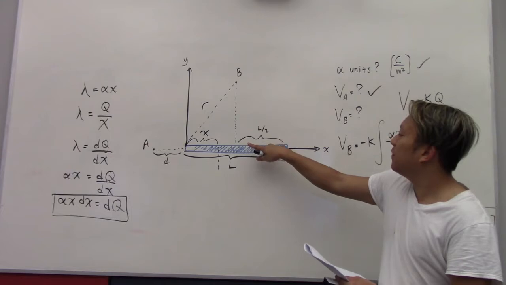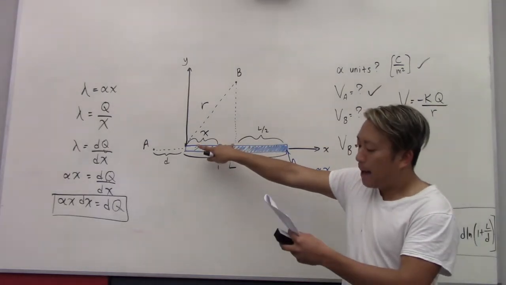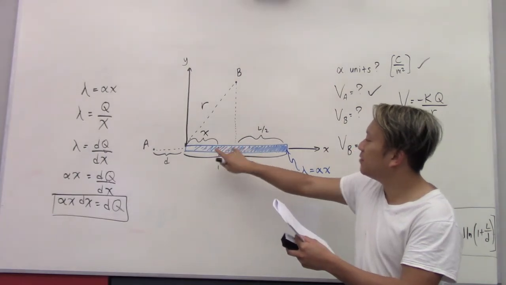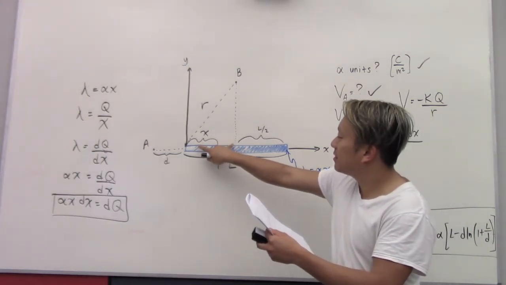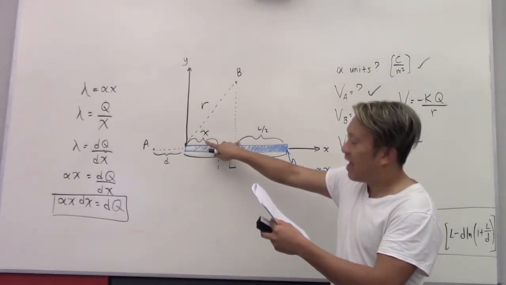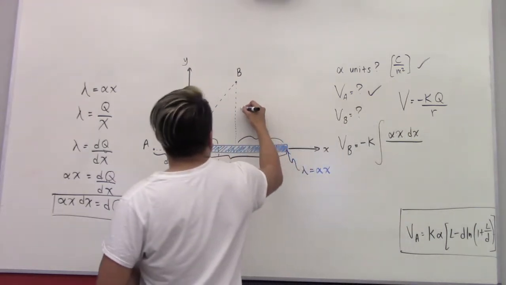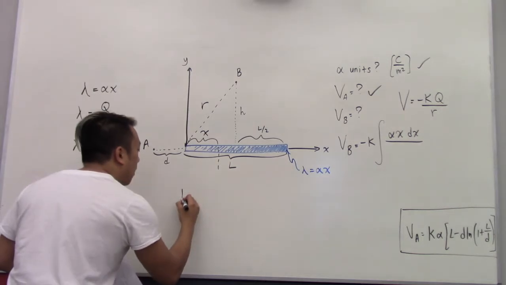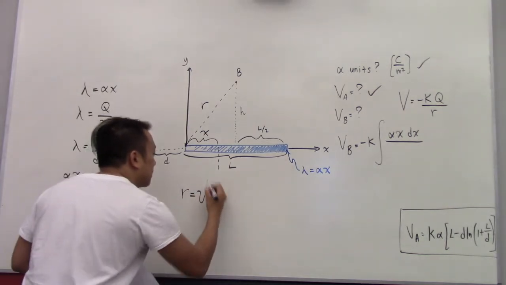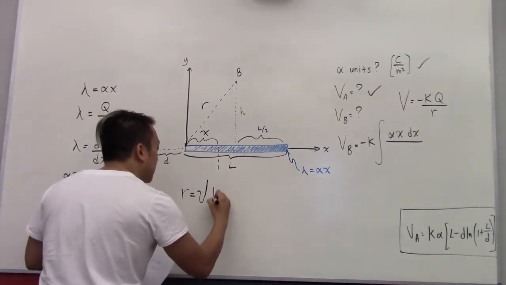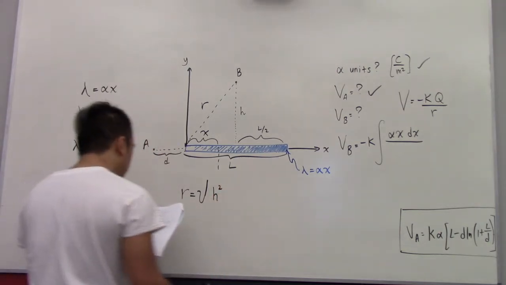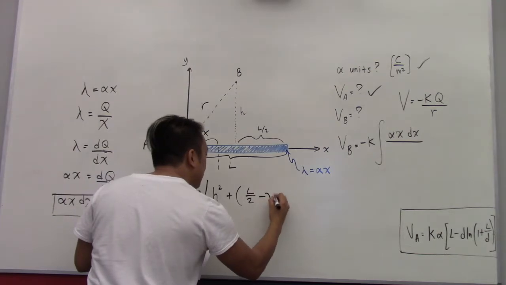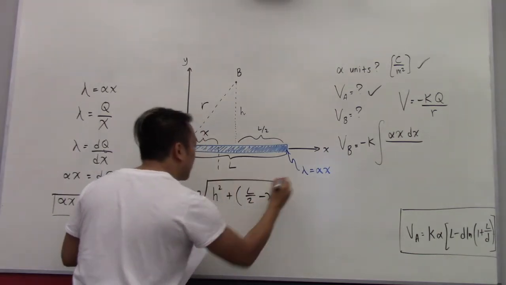If this is L over 2, L over 2 minus x would give you some amount, and this, let's call this distance here h. If we call that h, tell me if this makes sense here, if you can recognize this. r is going to be h squared plus L over 2 minus x, that quantity squared.